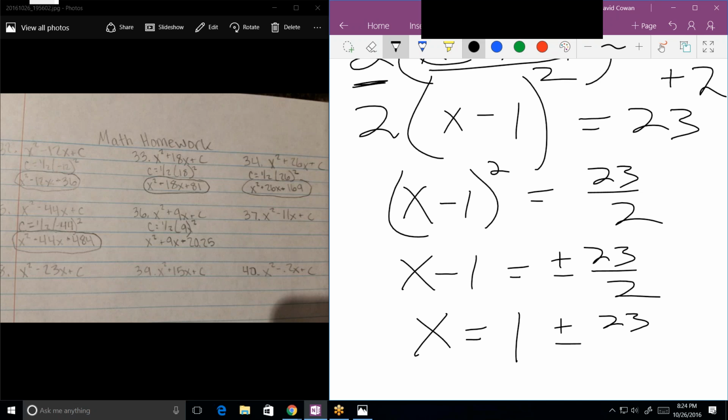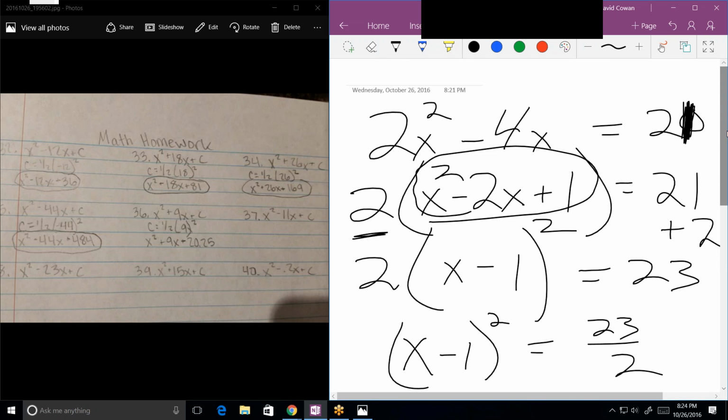Again, it looks an awful lot like what you'd get from using the quadratic formula, and most of the time it'll look exactly like it. In other words, if I started with this as my problem, it does not factor.